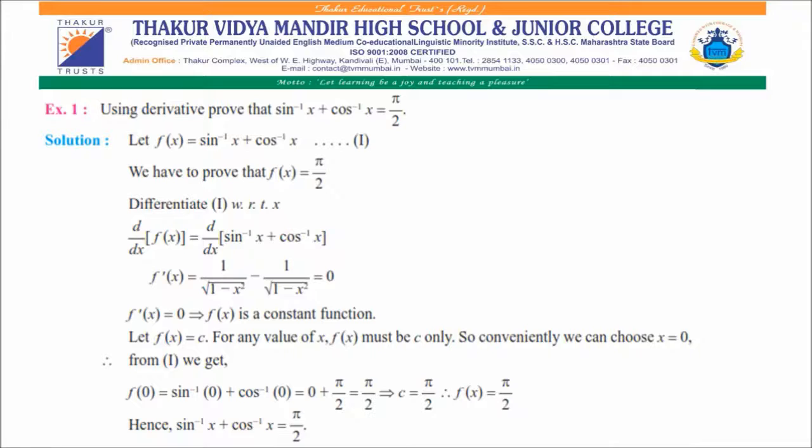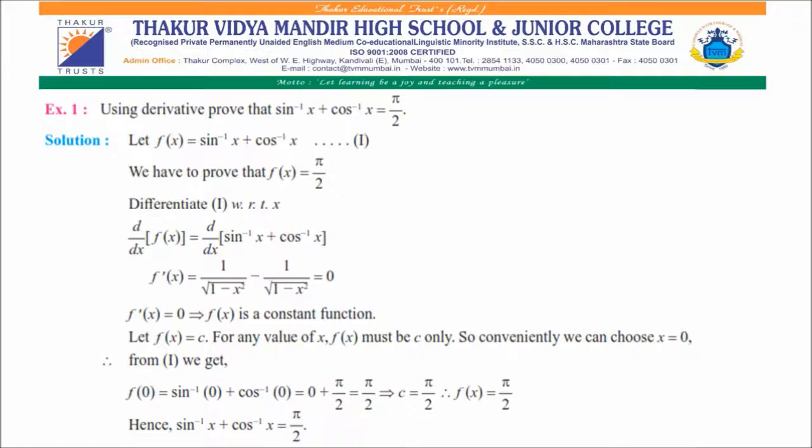This implies f of x is a constant function, because the derivative of a constant function is only 0. So we define the function as f of x equals c. For any value of x, f of x must be c only. So conveniently we can choose x equals 0. Therefore we get f of 0 equals sine inverse 0 plus cos inverse 0.